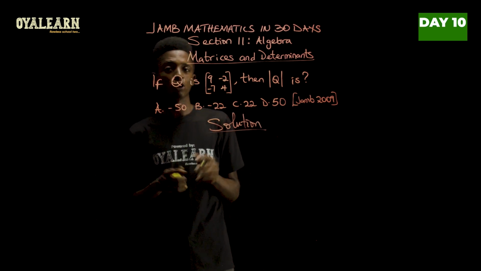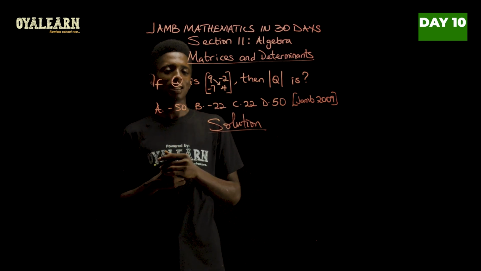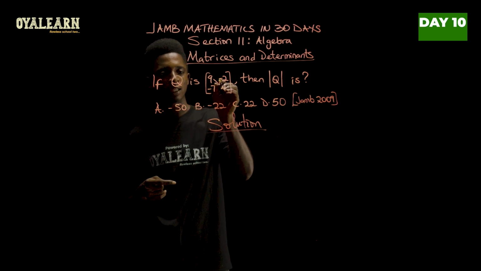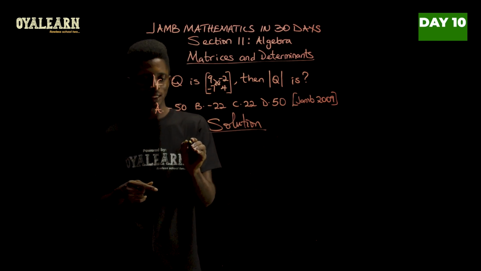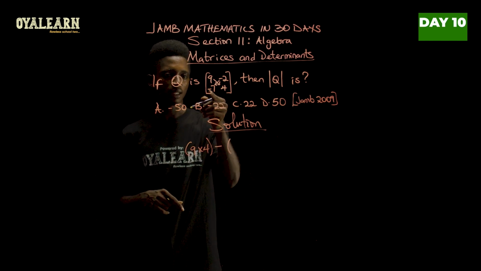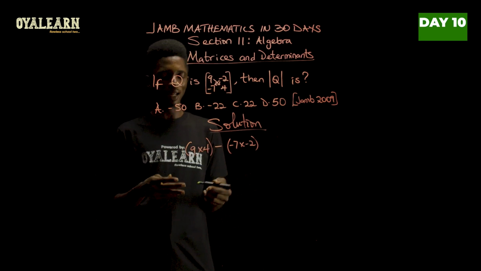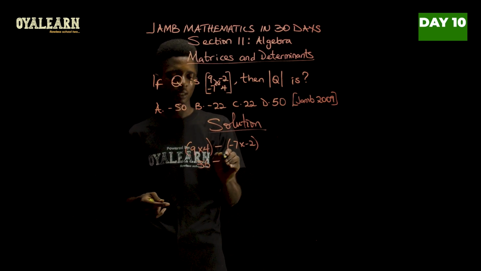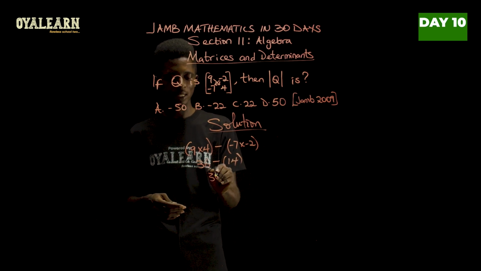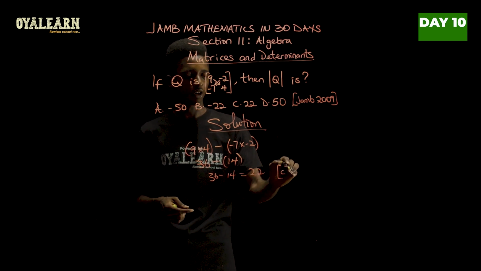Now, when you are finding the determinant of a 2x2 matrix, here is the way to go. What you want to do is multiply them diagonally like this. That is, you have 9 multiplied by 4, and from the result, you subtract the multiplication of the other diagonal. So you go 9 multiplied by 4, then minus, and here we have -7 multiplied by -2. So you see, diagonal to diagonal. 9 multiplied by 4 gives us 36, minus 7 times 2 would give us 14. So we have 36 minus 14, which gives us 22. So the correct answer is option C.